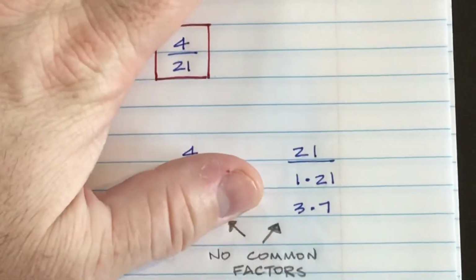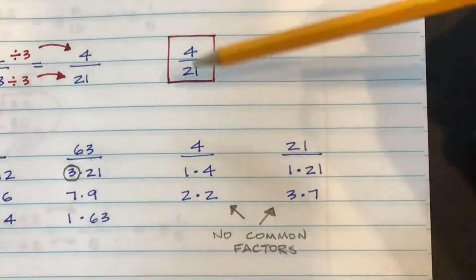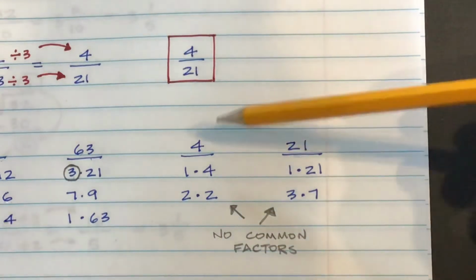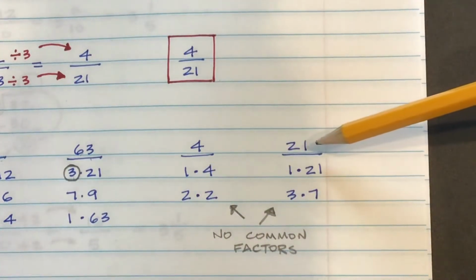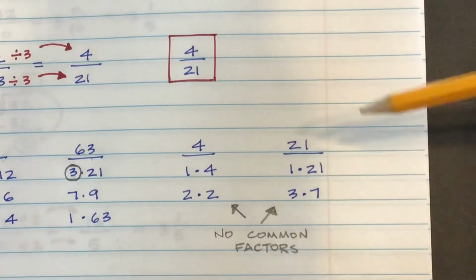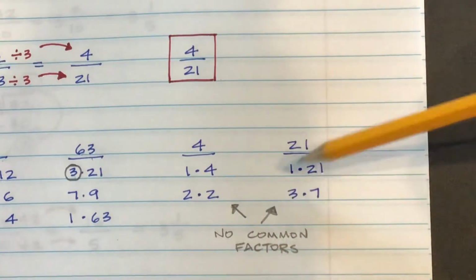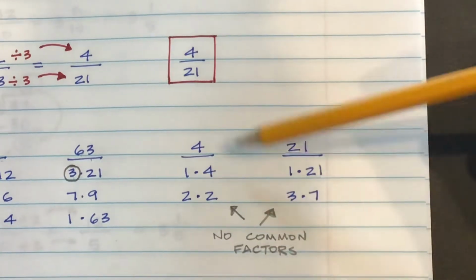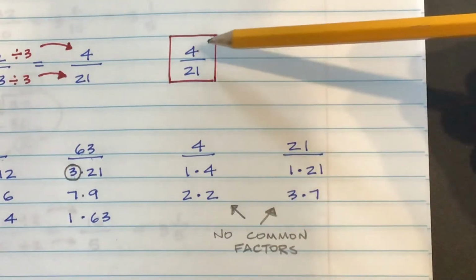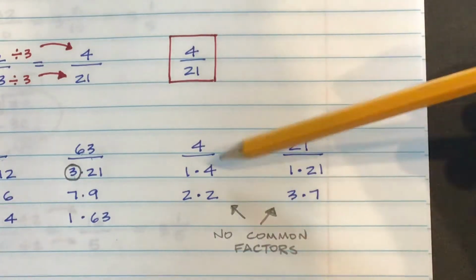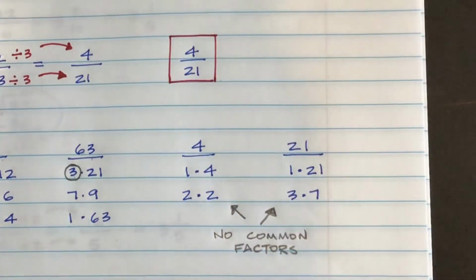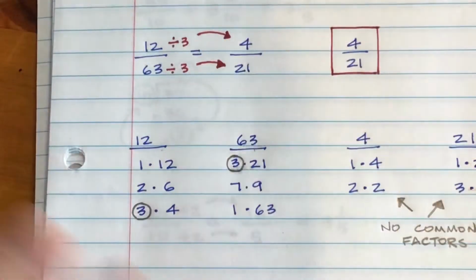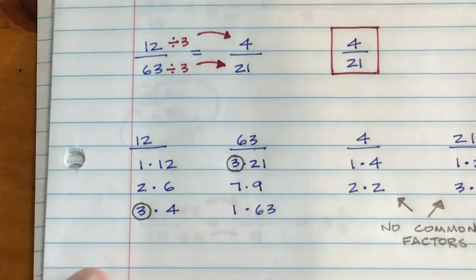Okay, well, how did I know to stop when I got to 4 over 21? Again, I listed the factors of 4: 1 times 4, 2 times 2, and here are the factors of 21: 1 times 21, 3 times 7. There are no common factors other than 1, so this numerator and this denominator don't share a common factor other than 1, so I'm going to leave it alone, and I'm finished there.